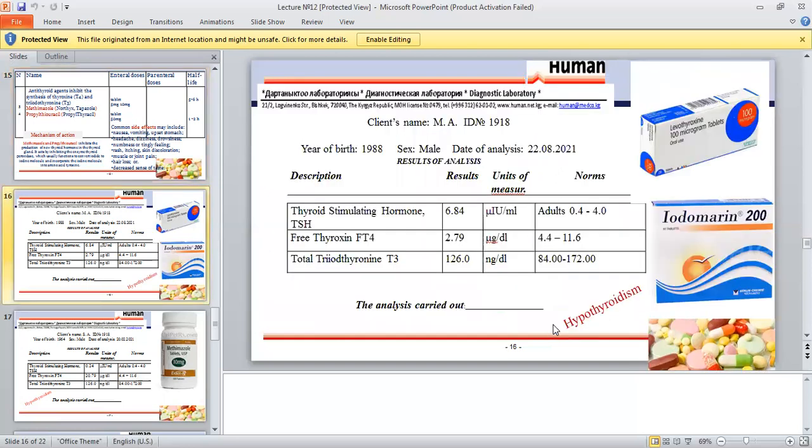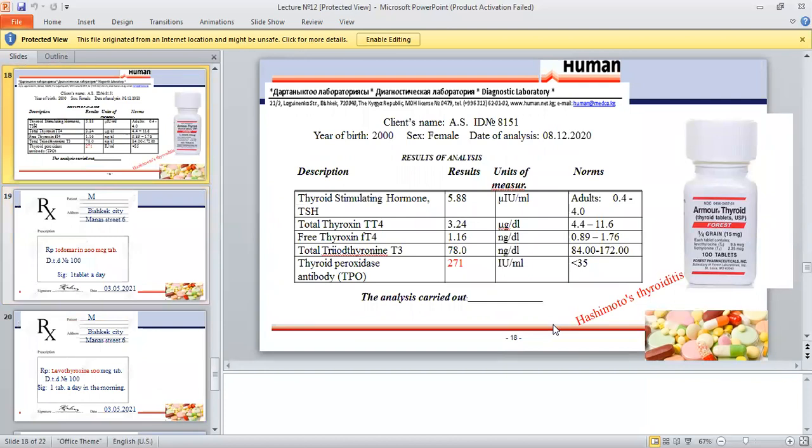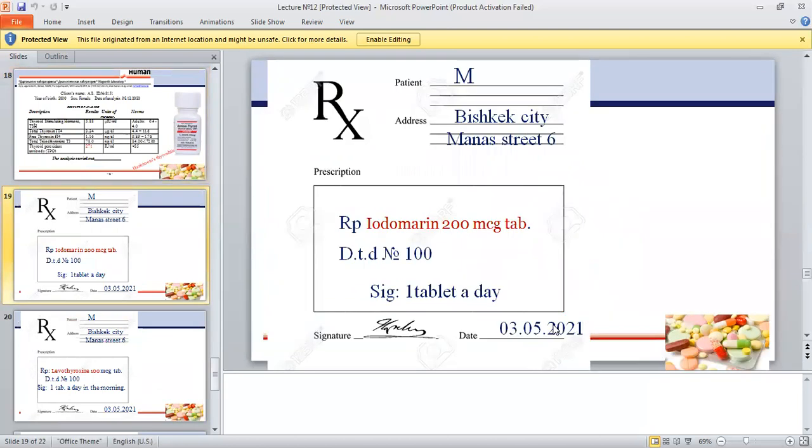Furthermore, there are some descriptions which include, for example, thyroid stimulating hormone TSH. It can be used in different values, and they are free thyroxine FT4 and total triiodothyronine T3. They can be used under different conditions. Methimazole tablets can also be used. The next ones are thyroid tablets USP. They can also be used, and they have different descriptions.